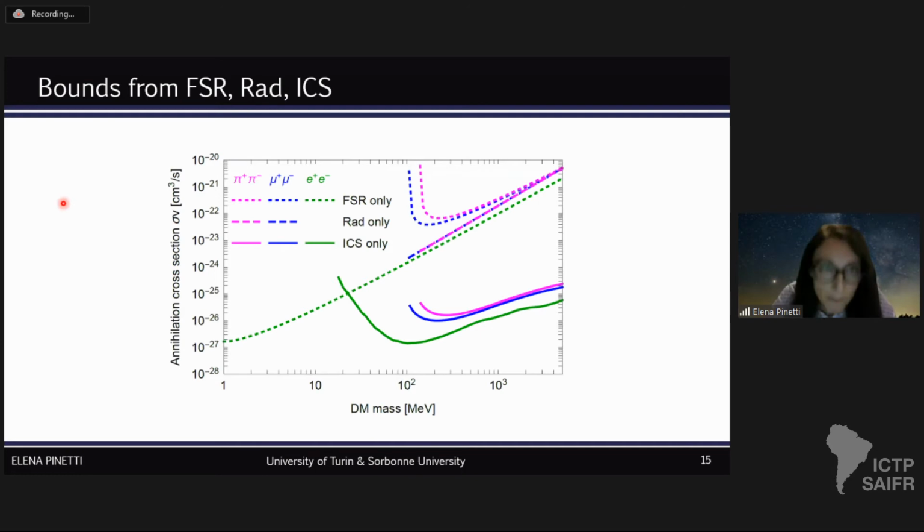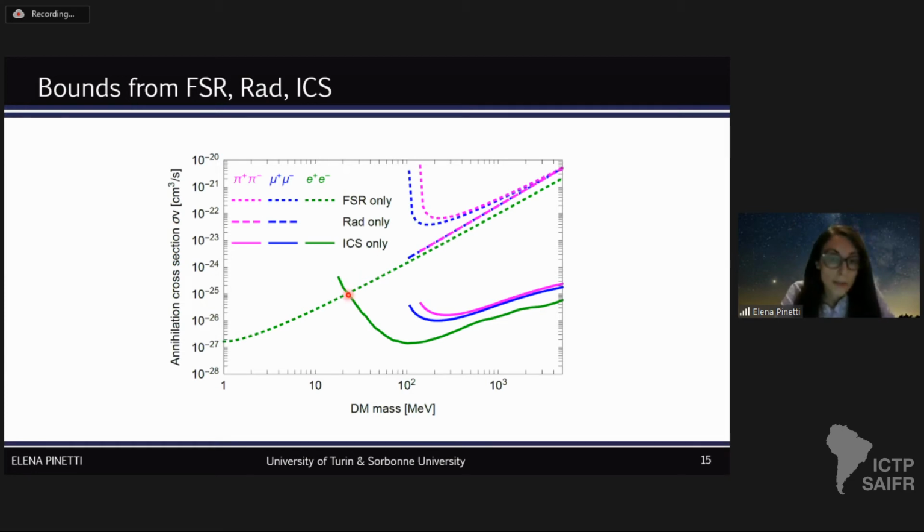But what, in my opinion, is more interesting to show and to describe are the bounds that we obtain by considering separately the 3 different components of the total flux. The solid line refers to the constraints that we obtain by considering only the inverse Compton signal, the dashed line only the radiative decay, and the dotted curves only the final state radiation. And as you see, when present, the inverse Compton scattering always leads to the best constraints on the velocity averaged annihilation cross-section for high dark matter masses. This is due to the fact that for high dark matter masses, the inverse Compton scattering is the leading component of the total flux.